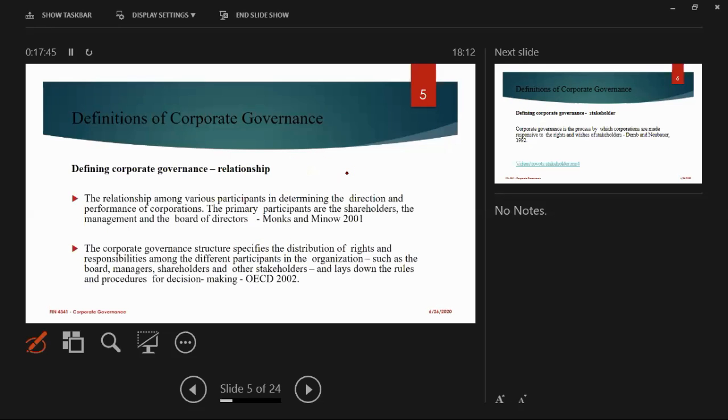Okay. So the next one, relationship perspective. Can you all read the slide? The relationship among various participants in determining the direction and performance of corporation. What do you mean by various participants? What is the meaning of this? Who are the various participants? Can you suggest? Who are the participants?